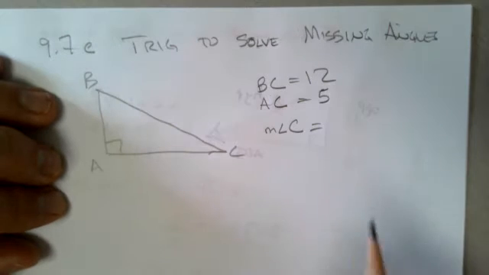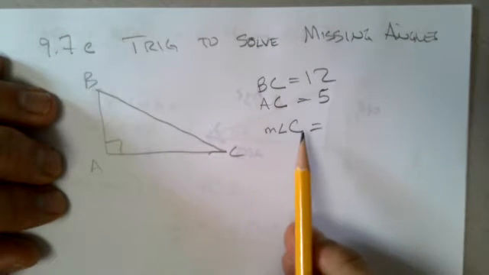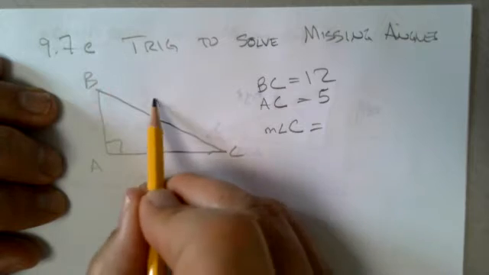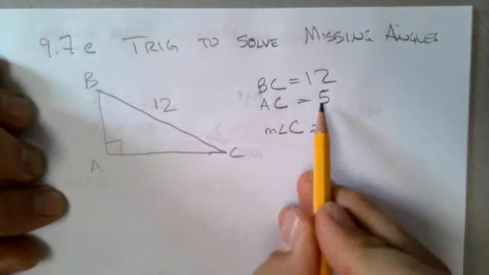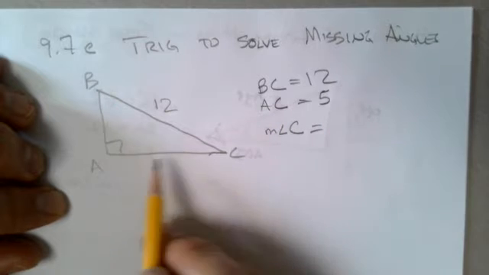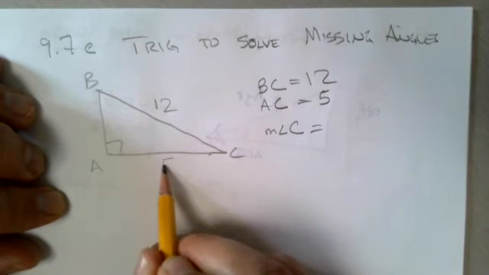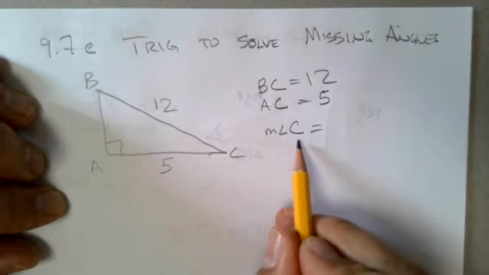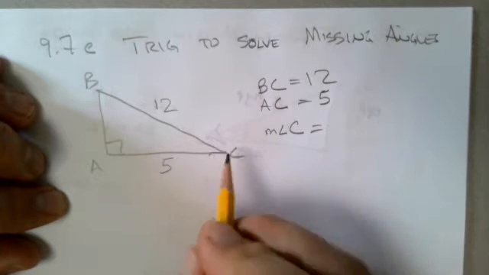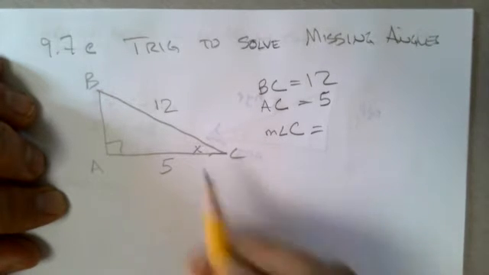But it starts the same way. We have to put in our information. So BC, from B to C, is 12. A, and again, I sure recommend you draw this. Don't try to just do this in your head. AC is 5. A to C is 5. And we're looking for the measure of angle C. Here's C. This is the angle C. So I'm going to put an X right in there. That's the angle we're looking for.